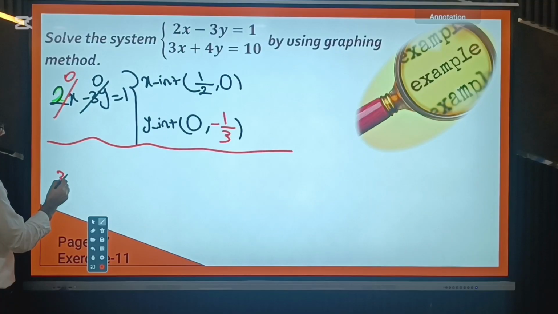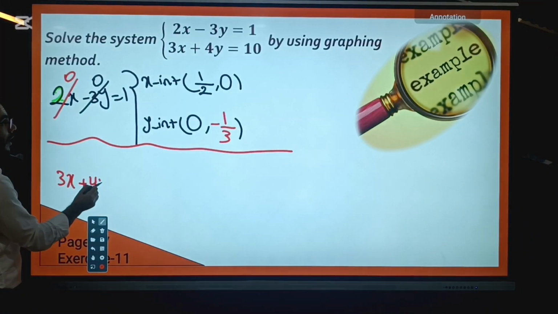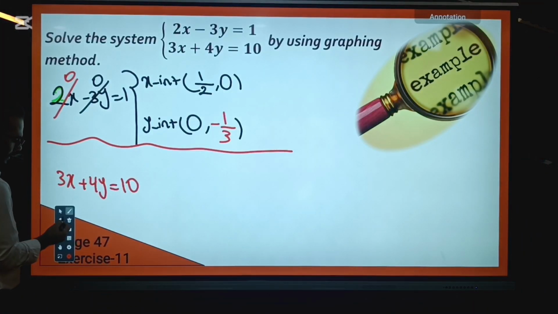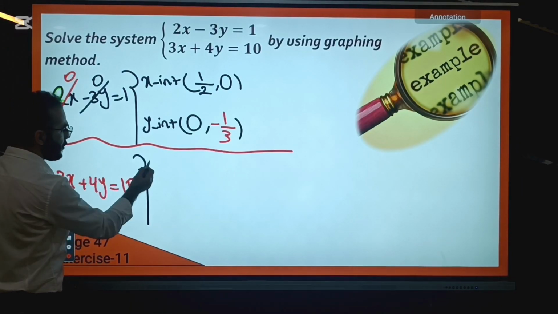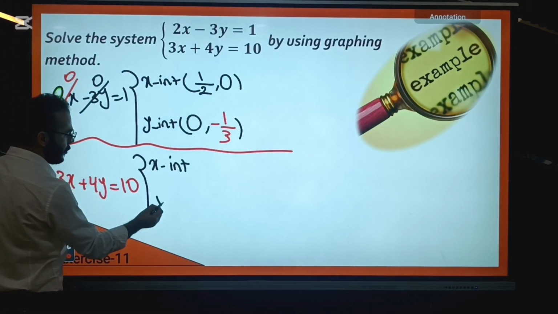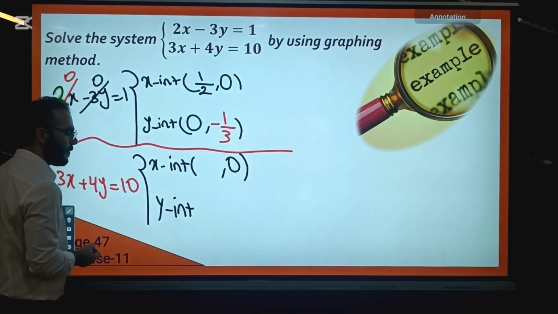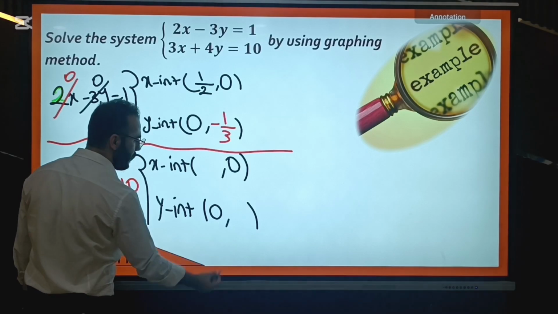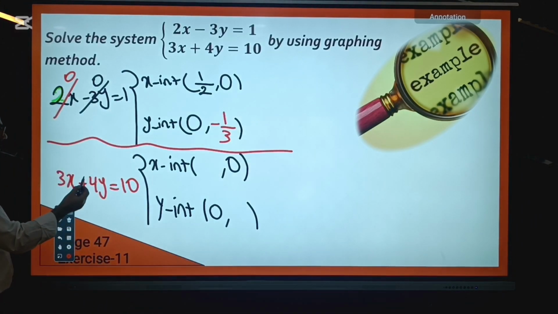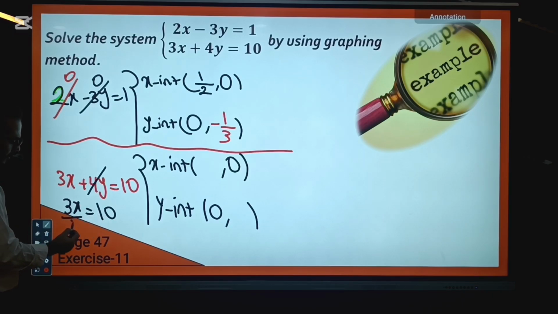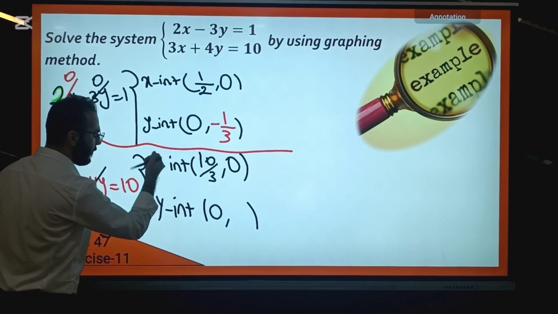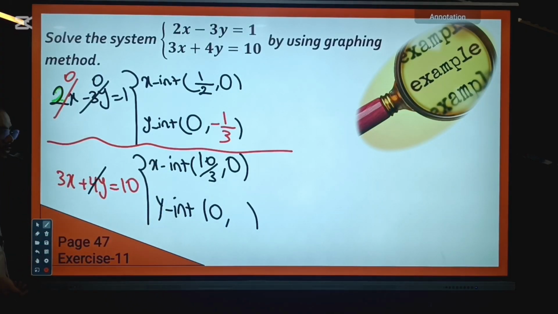The second equation is 3x plus 4y equals 10. So x-intercept and y-intercept. In x-intercept, y is 0. In y-intercept, x is 0. So for the x-intercept, let's make y 0. If we make y 0, 3x equals 10. Divided by 3, divided by 3. So x would be 10 over 3. That is the x-intercept. Doesn't matter, it's a fraction. So it's okay, completely normal.